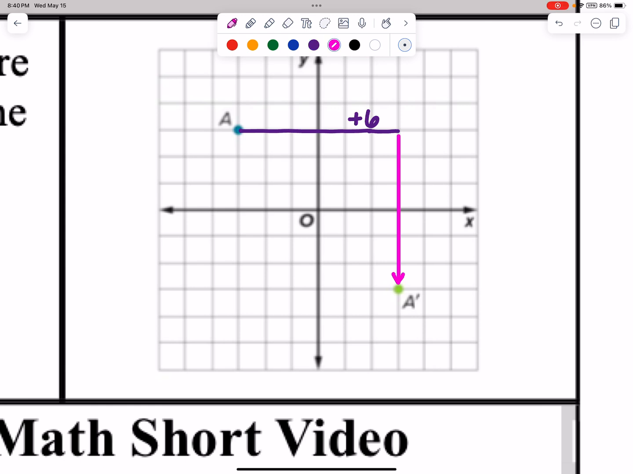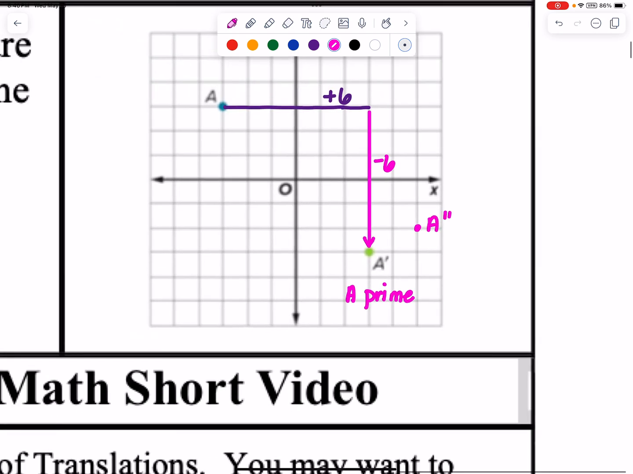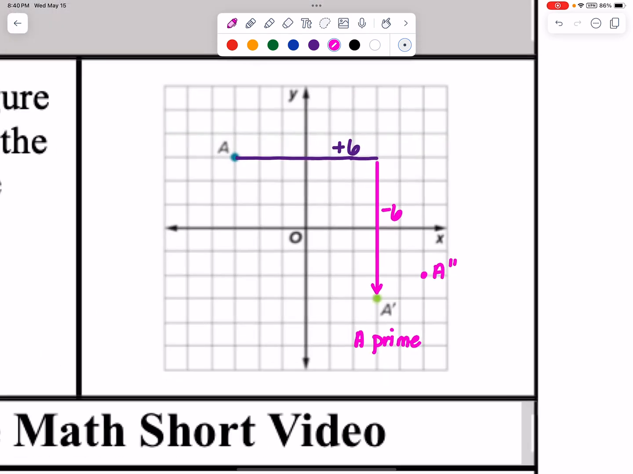And then how far did I move down? I moved down 1, 2, 3 to the 0, and then 4, 5, 6. So we moved down a negative 6. Okay, to our new location. And so notice this little symbol. This is an A with a little apostrophe almost. And this is called A prime. Okay. If you move to another location, let's say here, you would have A and then double prime. Okay. And so that's how you show the moves and the order of the moves.